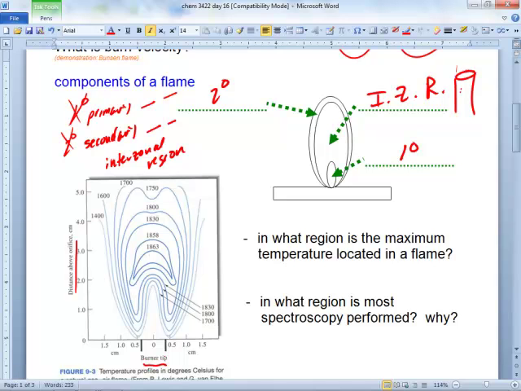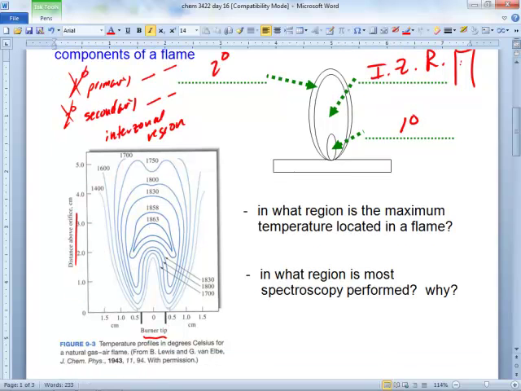Yeah, with a temperature of 1863 degrees Celsius. That's where it's the hottest, in the interzonal region. Where would you guess, Anna, is most AA spectroscopy performed? Where would you guess? It's not quite that hot there. In the interzonal region.